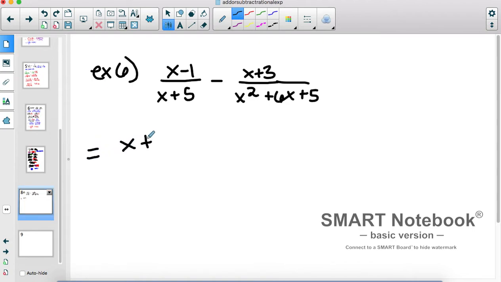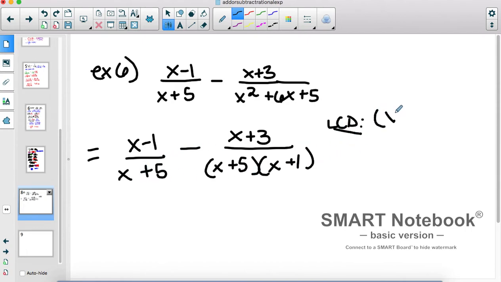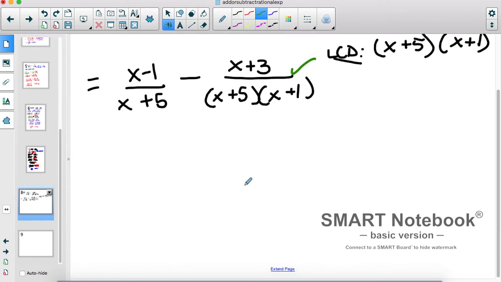Again, we're going to factor first. This is x minus 1 over x plus 5, minus x plus 3 over two numbers that multiply to 5 and add to 6. Easy, 5 and 1. Plus 5, plus 1. Okay, LCD. X plus 5 is what they have in common. Okay, what's left over is my x plus 1. This is my LCD.